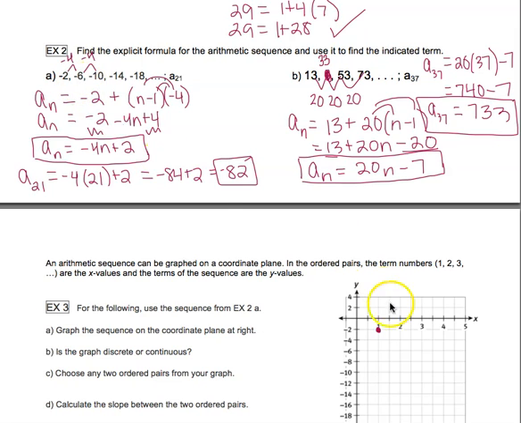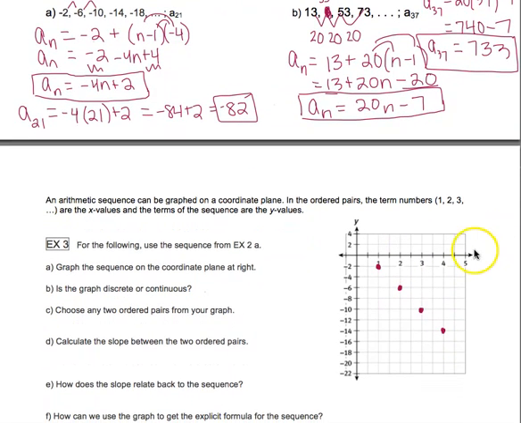Then 2, -6. 3, -10. 4, -14. And 5, -18. So when I look at this graph, would you call this graph discrete or continuous? Go ahead and answer that one.